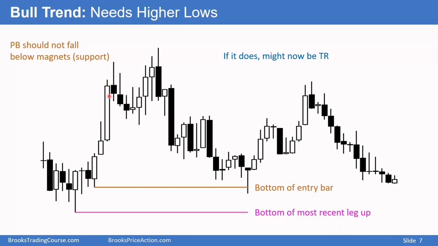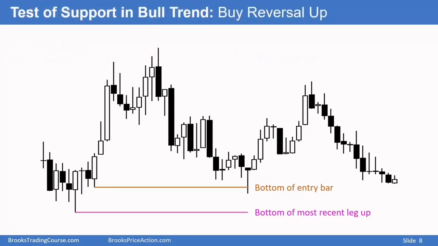If it's a strong bull trend, it should not be falling below significant higher lows like here or like here. And if it does, then the premise of a strong bull trend is no longer valid. If it's not a strong bull trend, then maybe it's a broad bull channel or a trading range. In either case, traders will be looking to buy a reversal up from a breakout below support.